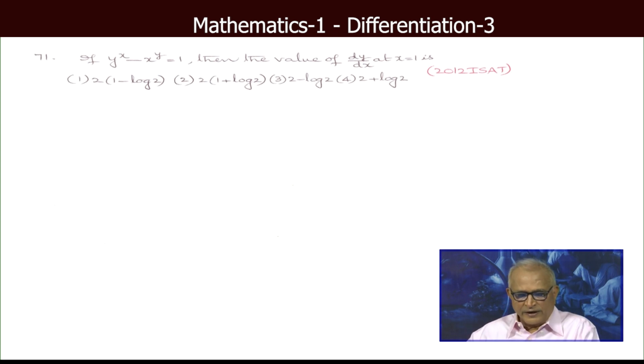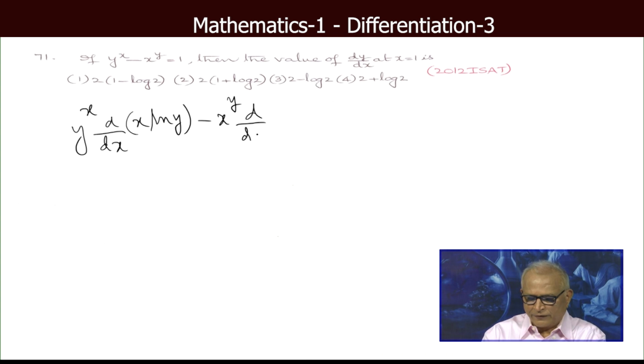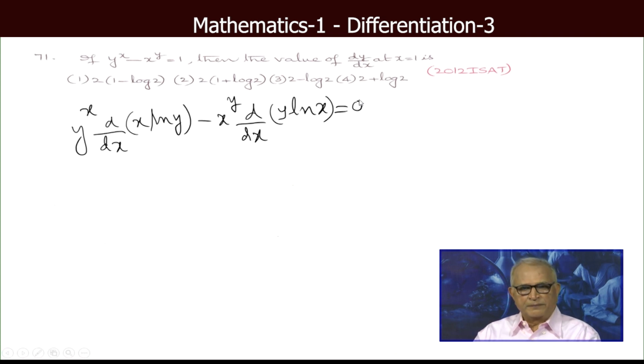2012 EAPCET. If y power x minus x power y equal to 1, then the value of dy dx at x equal to 1 is. Differentiate. y power x into derivative of x ln y, minus x power y into derivative of y ln x, equal to 0. Follow? This is the first step.